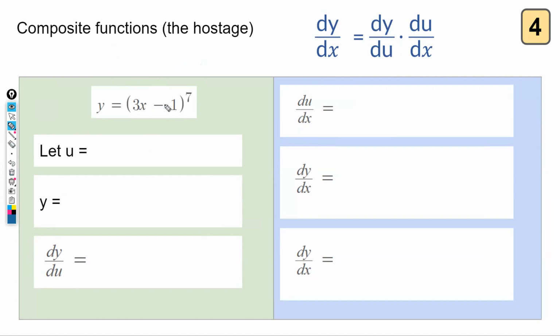Whenever you have a question like this, you see the item in the brackets, you always call it u. So you're going to let u be equal to 3x minus 1. Everyone take that down for me. Whatever is in the brackets, always call it u. So in today's question, u is equal to 3x minus 1.